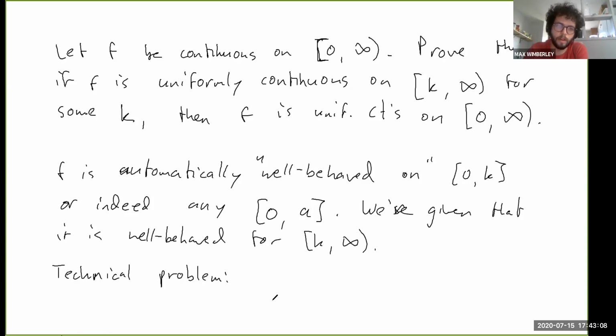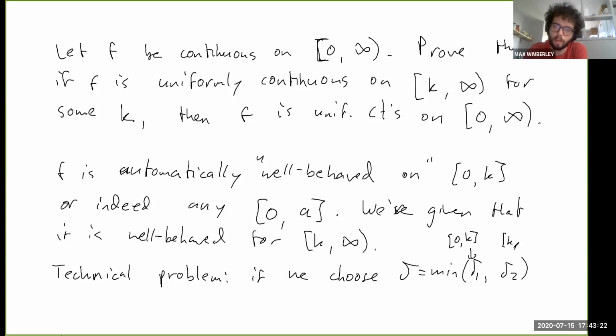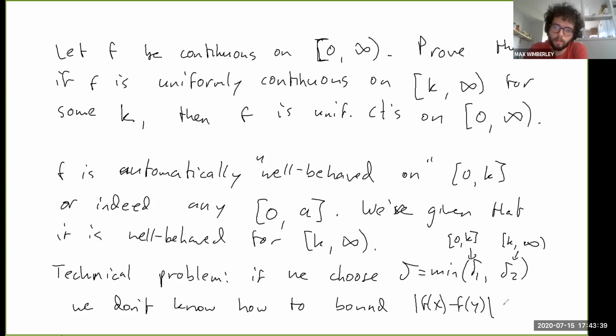The only technical problem is if we choose delta to be the minimum of delta 1 and delta 2, where this one is for [0, k] and this one's for [k, infinity), then we don't know how to bound f(x) minus f(y) if x is in [0, k] and y is in [k, infinity). That's a slight problem.